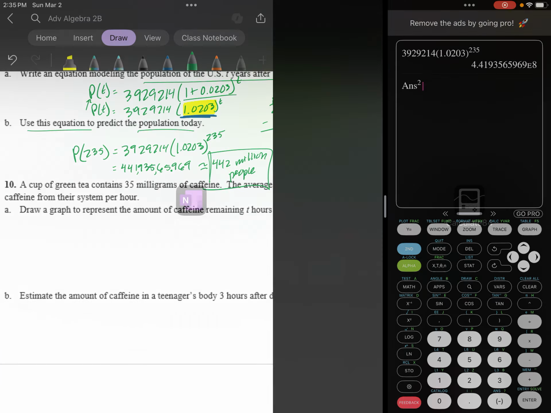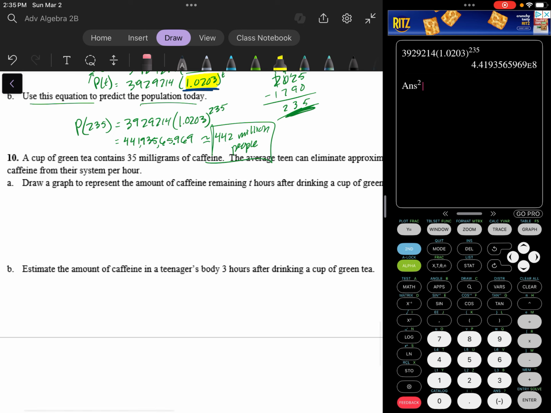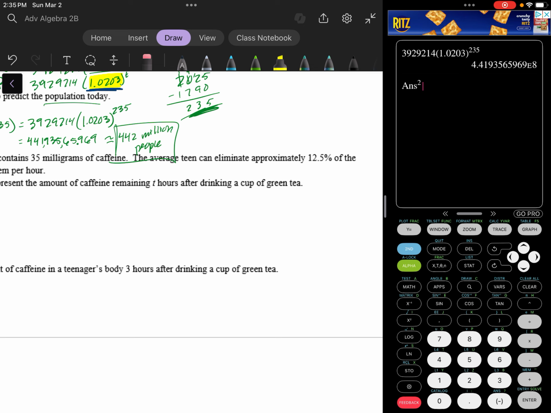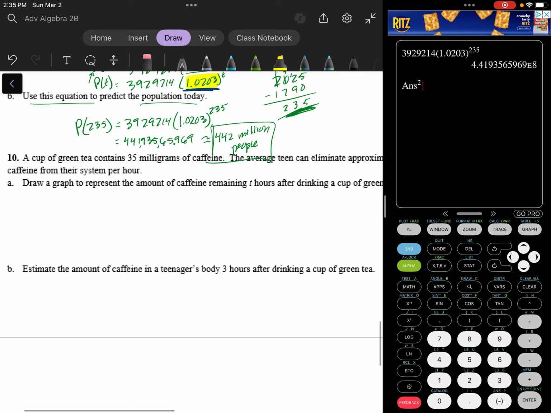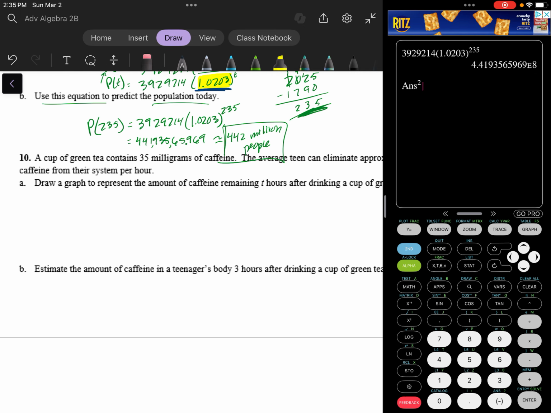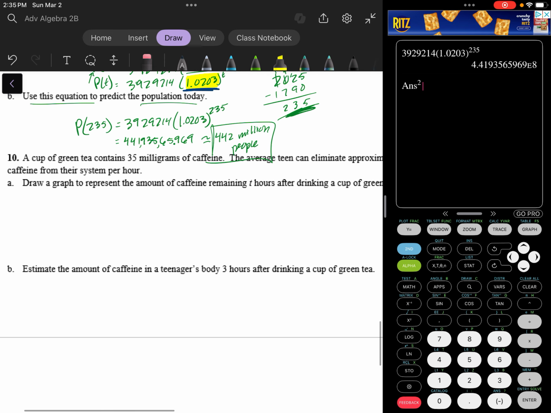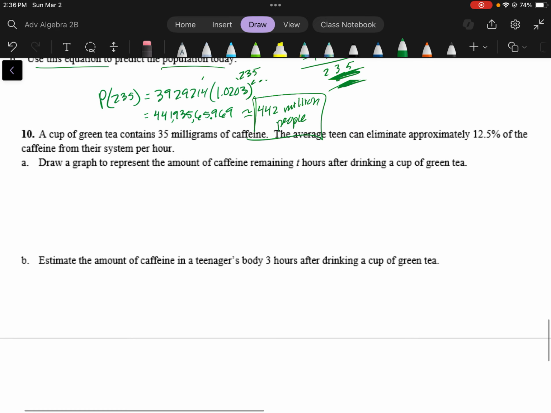So we're going to repeat that and do the same kind of idea, and let's go on to number 10. So it says a cup of tea contains 35 milligrams of caffeine. The average teen can eliminate approximately 12.5% of caffeine from their system per hour. Interesting. So we need to draw a graph to represent the amount of caffeine remaining T hours after drinking a cup of green tea, and then we're going to estimate how much is in a teenager's body after 3 hours.